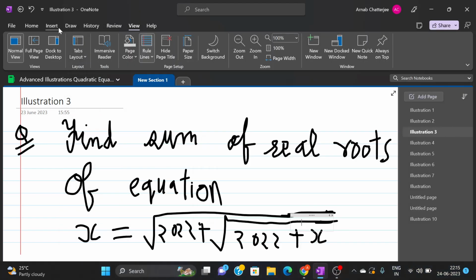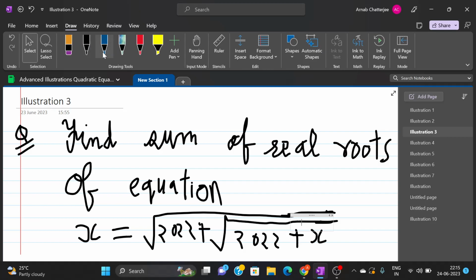Hey everyone, so let's continue the advanced illustration series and move towards illustration 3. Let's move towards illustration 3.